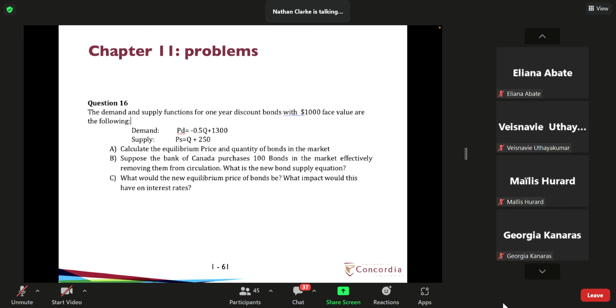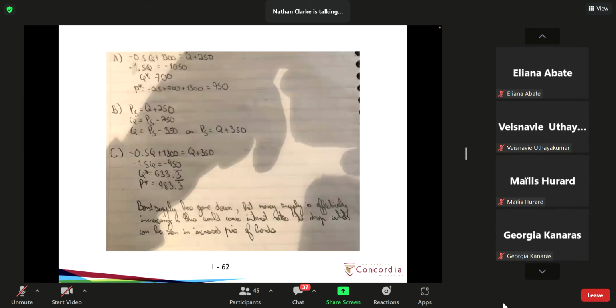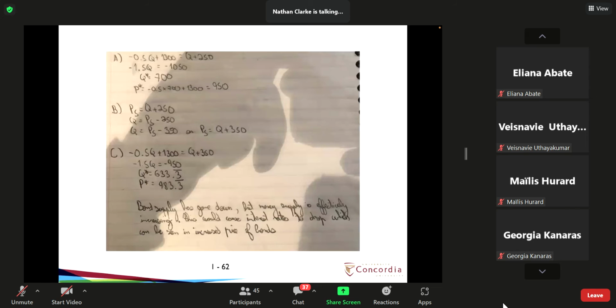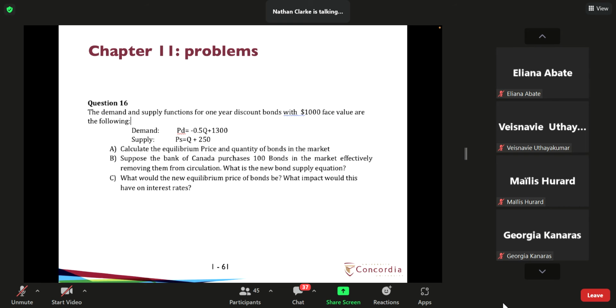Part B says, suppose the Bank of Canada purchases 100 bonds in the market, effectively removing them from circulation. What is the new bond supply equation? So we need to understand how that removal of 100 is going to impact the PS equation. I like to convert it back into the QS format because I think it's more intuitive. You don't really have to, but it helps in understanding what's happening. So our quantity equation is Q equals PS minus 250. And then we say that they remove 100 from circulation.